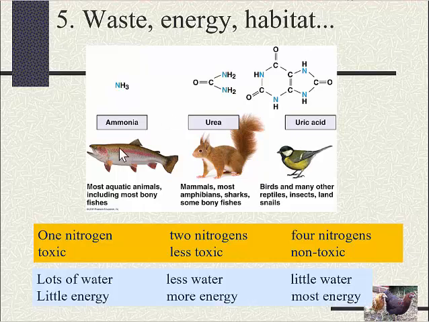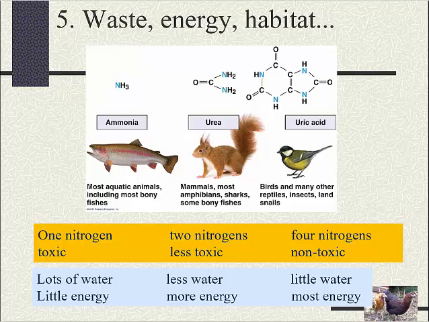To summarize, ammonia needs lots of water, but consumes little energy to make it. And we are going down here from lots of water to less water to very little water, and the opposite with energy. So we have 2 curves going from lots of water with little energy to little water and most energy.